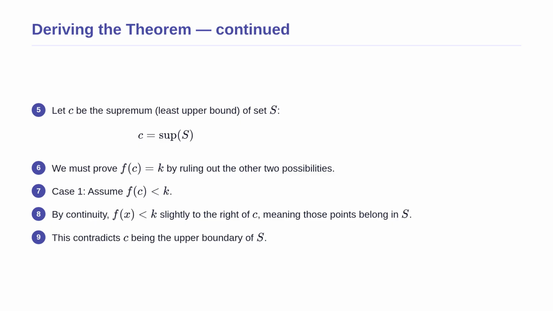First, let us imagine a fake scenario where the height at our boundary is strictly less than the target. Because the function is continuous and cannot teleport, it would have to stay below the target for a tiny distance slightly to the right of C as well. But that means those points should also be inside our set, which completely contradicts our definition of C as the absolute upper boundary. So this scenario is impossible.